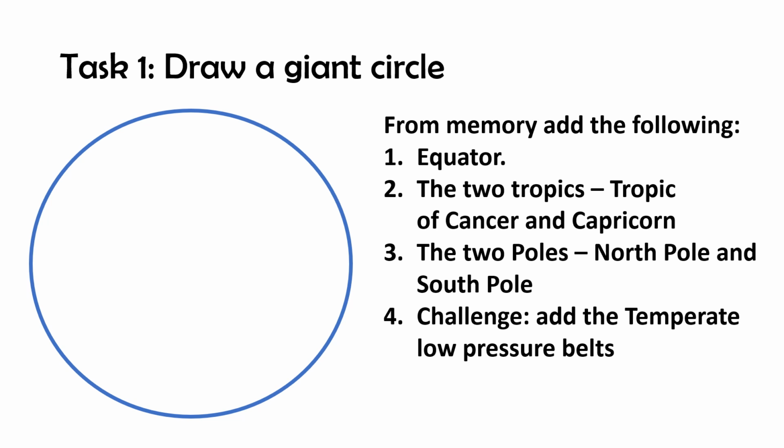Place these different lines onto your giant circle. I'm going to give you a few minutes to do that, or better still, pause the video and have a go at doing this from memory. And the challenge here is to add what many geographers call the temperate low pressure belts. Do we know what they might be as well? Okay, so if you could just add that to your diagram.